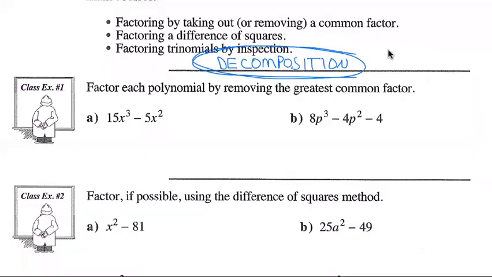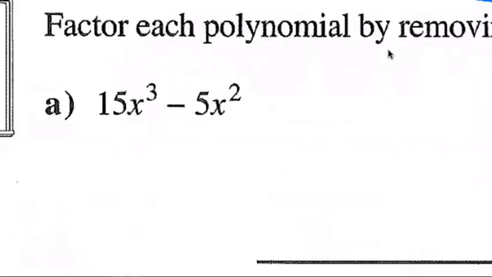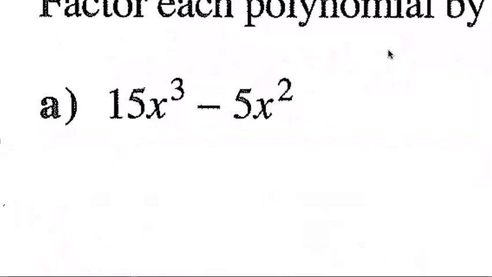Example number 1, factor each polynomial by removing the greatest common factor. So a nice little hint, there's a greatest common factor. So you have to think about the coefficients and the variables separately. What's the biggest number that you can divide into both 15 and 5? That answer is 5. Okay, so that's your greatest common factor for the coefficient.